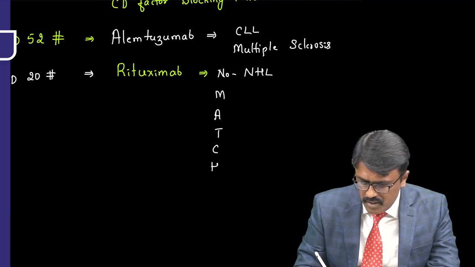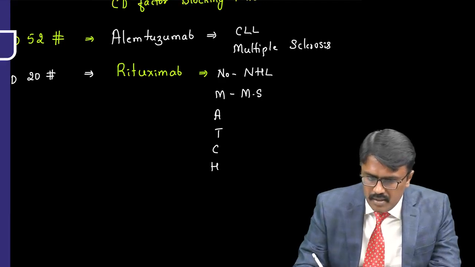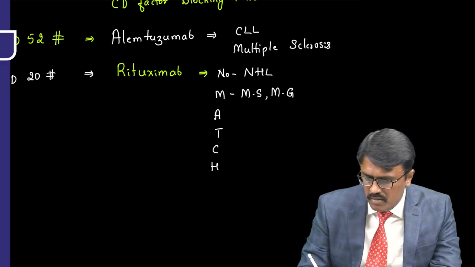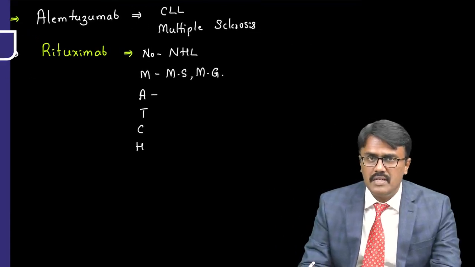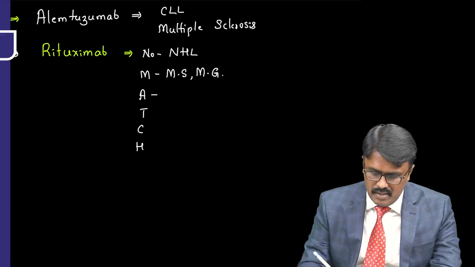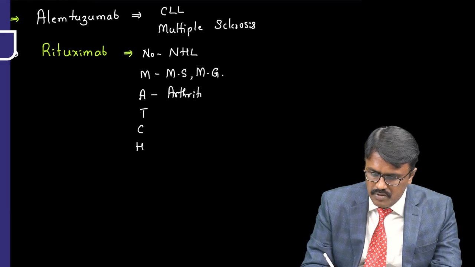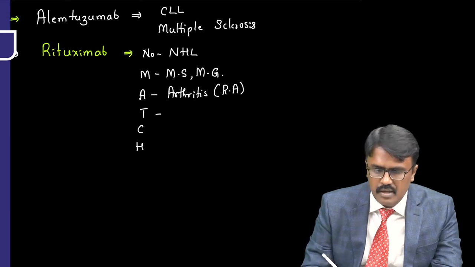No match for this drug. Now what is M for? M for multiple sclerosis. And it is also used in an autoimmune disorder, myasthenia gravis, because you know that in autoimmunity, the B cells are going to act on the NM receptor, that is in myasthenia gravis. Now A for arthritis. Now which arthritis do we use it? Yes, you are right, rheumatoid arthritis.